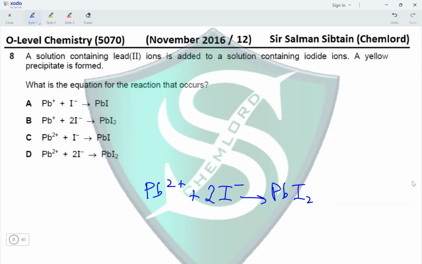So the first equation has 1 mole of iodide ions, which makes it incorrect. The second equation has a single positive charge for lead, which makes it incorrect. Same, the first equation also has a single positive charge for lead. The next equation has a 2+ charge for lead, which is correct, but only a single iodide ion is reacting with it, which makes this incorrect. And the last equation has Pb2+ reacting with 2I- forming PbI2, which is the correct equation, making option D the correct option for this question.